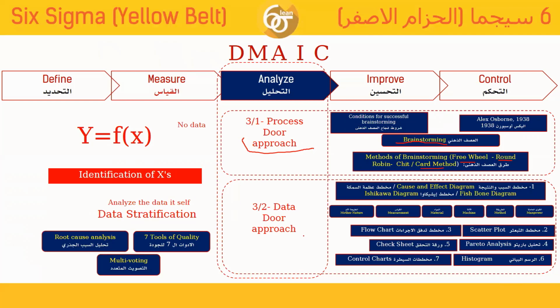On the other side, for the data approach, we have the 7 tools of quality. We spoke about the 7 tools of quality: the cause and effect diagram, Pareto analysis, the check sheet, scatter plot, histogram, and the control chart. And also we have the multi-voting, and the root cause we spoke about within the explanation of all the 7 tools of quality. So this is what we have for today.